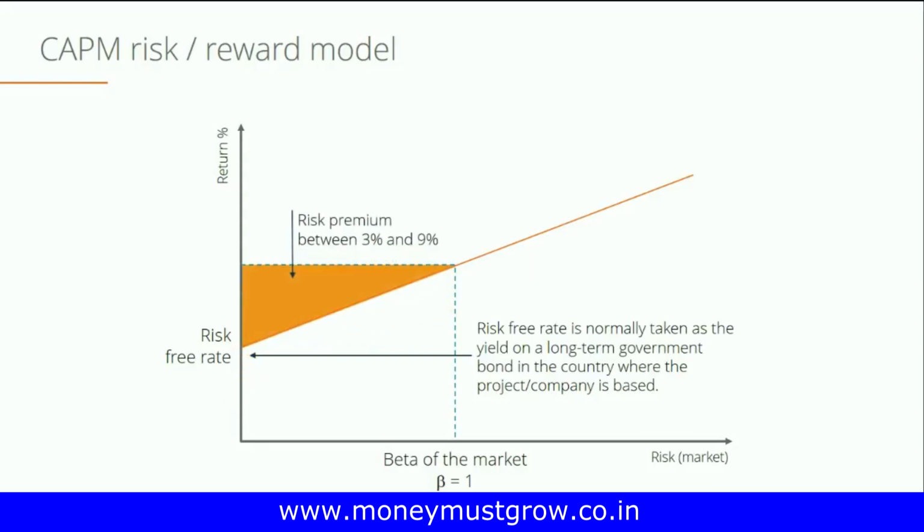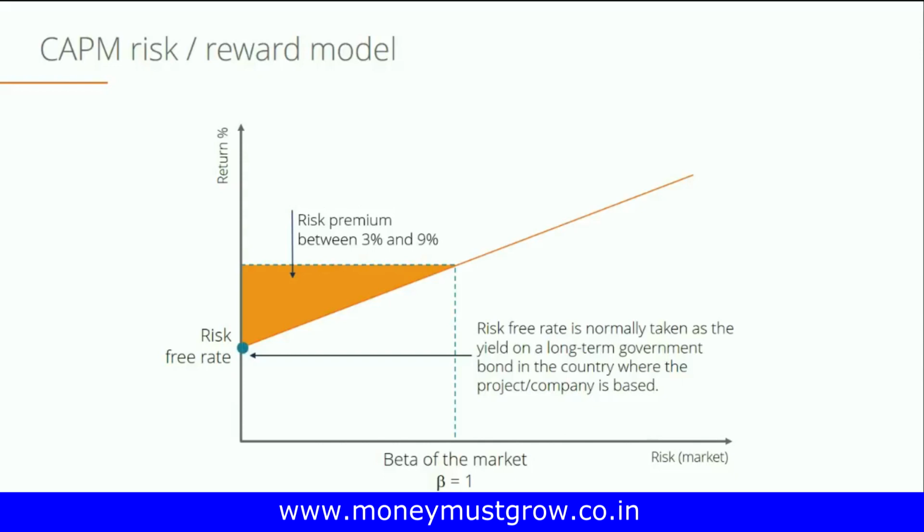And then we can measure the equity risk premium, which is the additional amount required by investors for the risk that they're taking. It's typically between 3 and 9%, but it varies by country and by market.